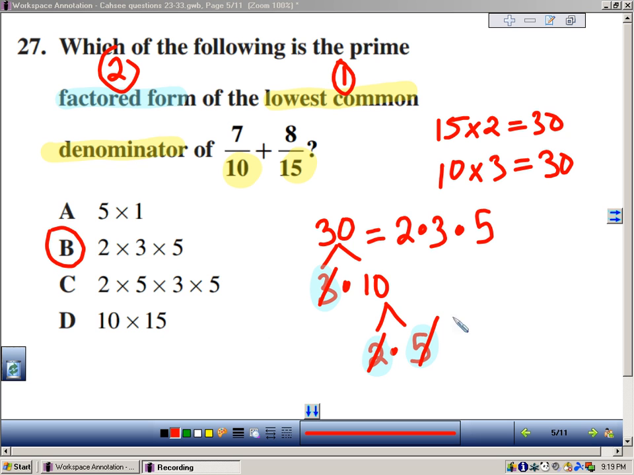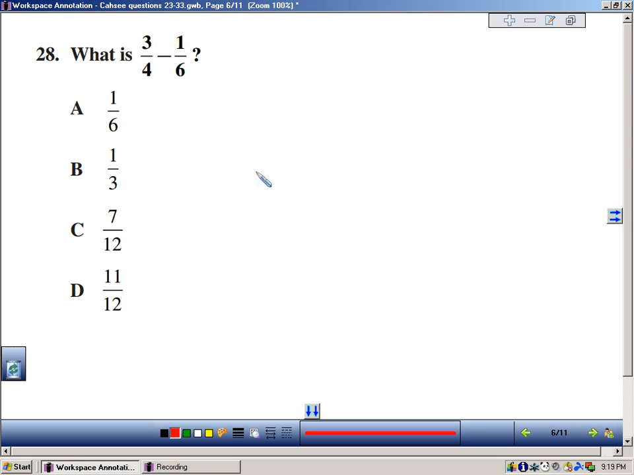Moving on. Okay, great question. What is 3/4 minus 1/6? Again, pause the video. Attempt this yourself. And of course, watch me work this out.